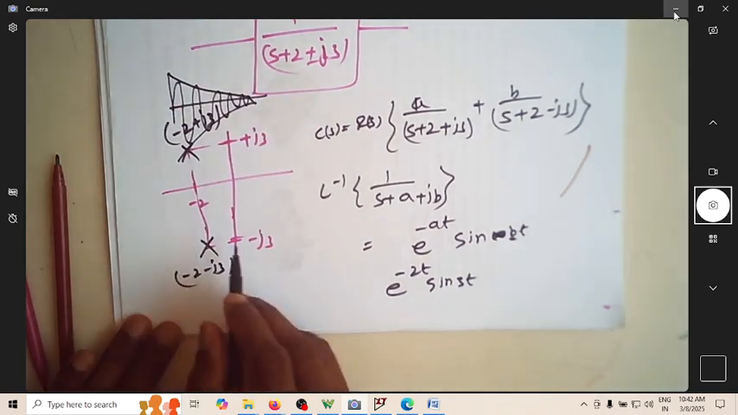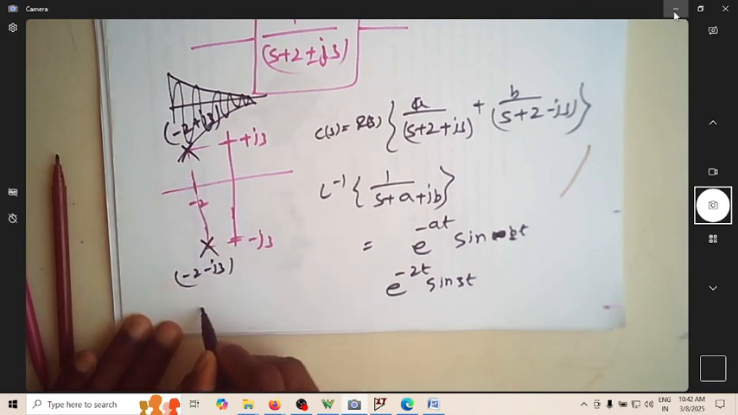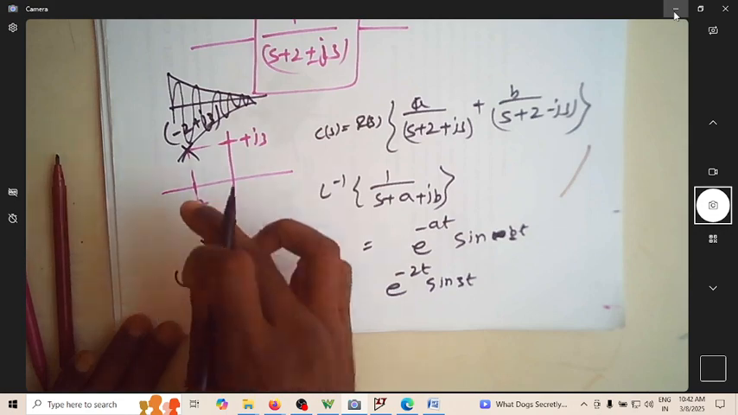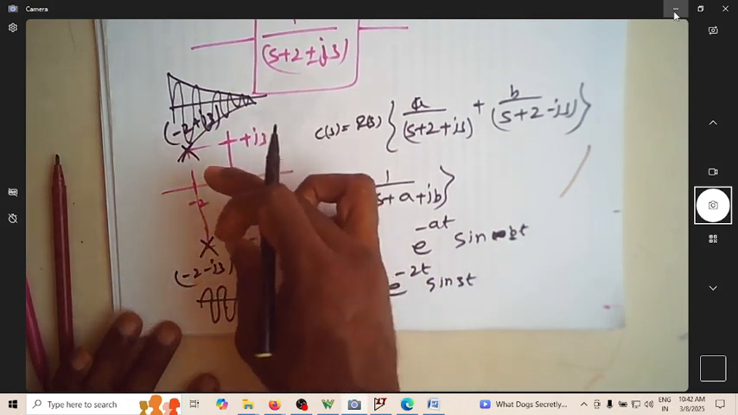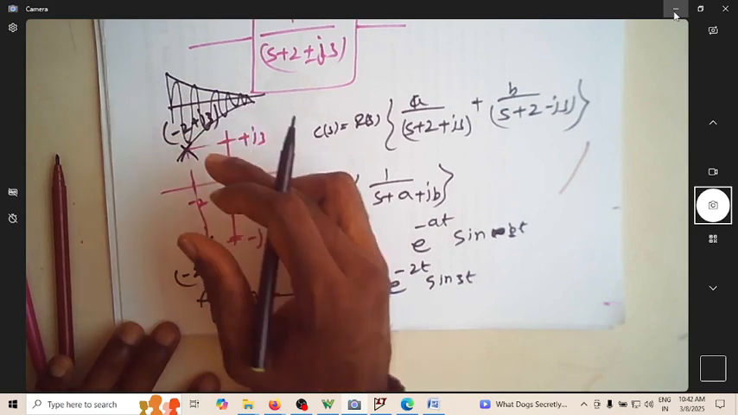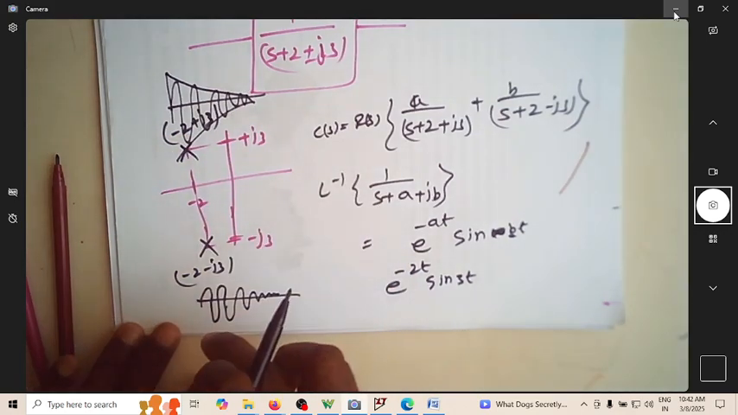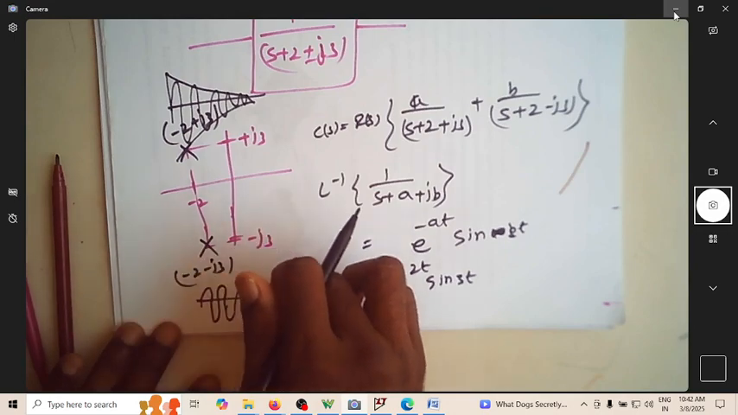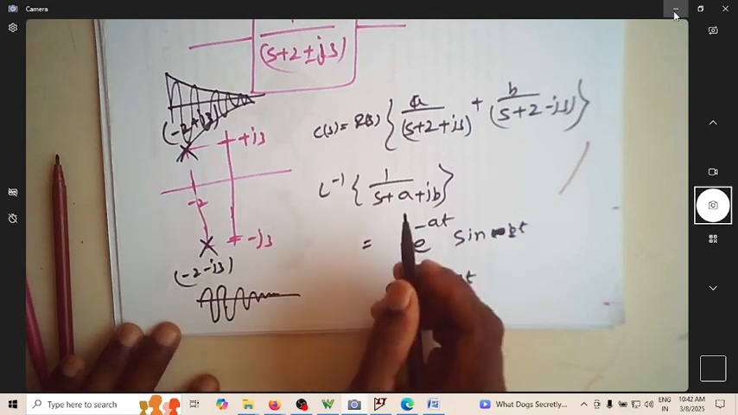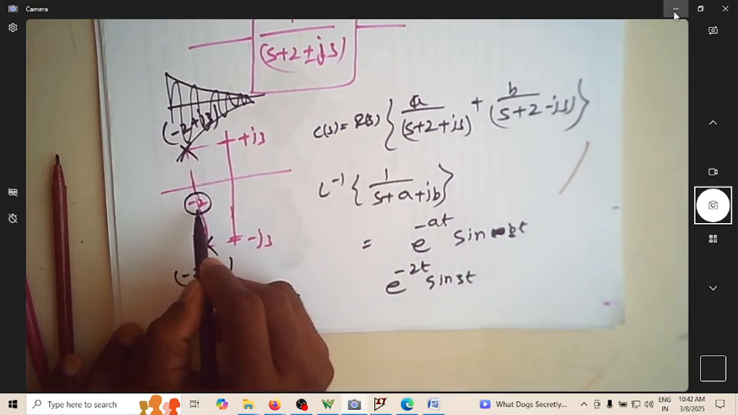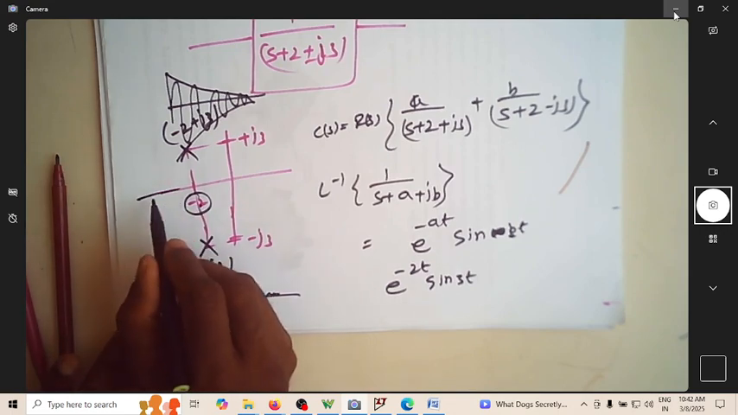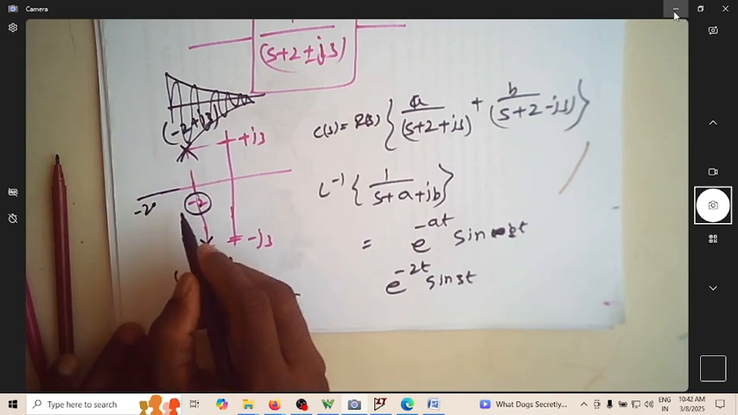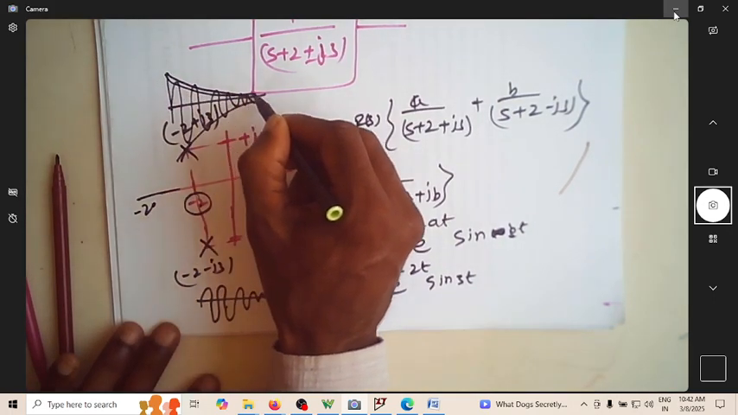So you have an oscillatory response, because of these two, but that response is decaying. Meaning if you have a complex pole, you will have an oscillatory response, but the amplitude is decaying exponentially at a rate depending on where it is on the real axis. Suppose it is too far away, assume that this is at minus 20. Then it decays faster.